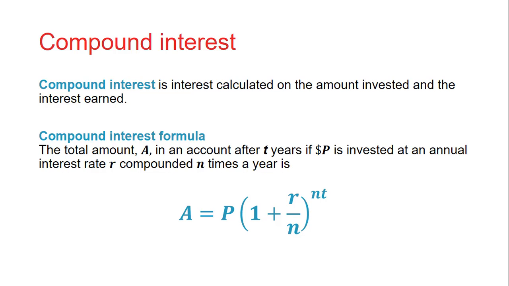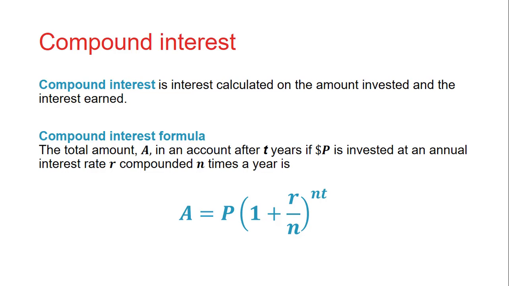So the compound interest formula states that the total amount A in an account after T years, if P dollars is invested at an annual interest rate R, compounded N times a year, is A, which equals P times the quantity 1 plus R divided by N, all raised to the NT.